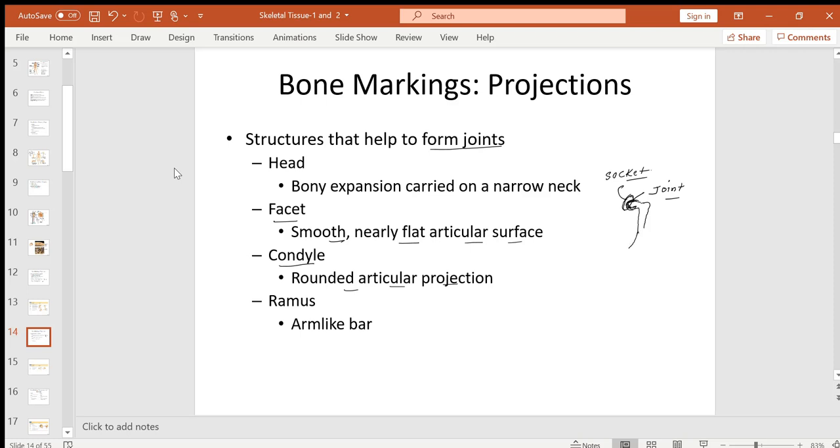For example, again, this is the lower end of the femur. Okay, these two are the condyles at the lower end of the femur, and at the upper end of the tibia you also have condyles like this. So this is the leg bone, tibia. This is the thigh bone, femur. So these two are condyles, and these two are condyles, and this is the knee joint. So you see that condyles form the joints. Okay, so head forms joint, condyle forms joint, and facets also form joints.